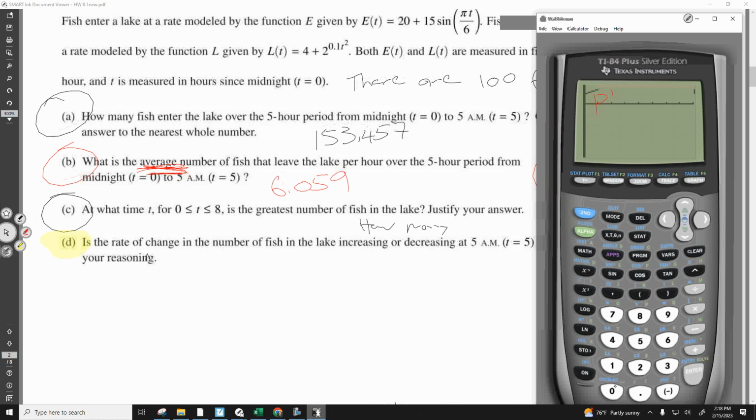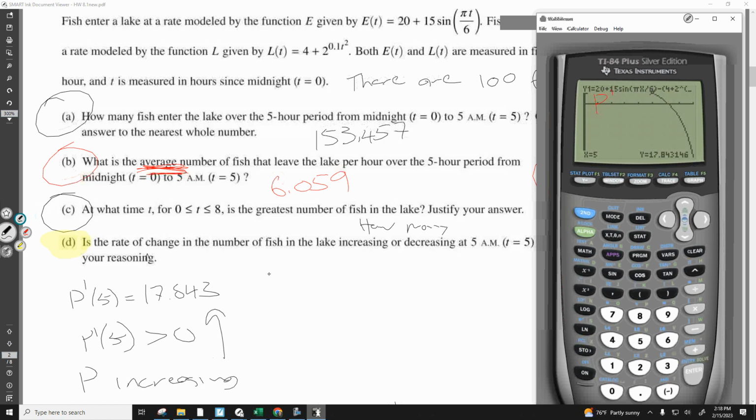Ready? This is going to blow your minds, guys. Everybody gets this wrong at least twice or three times. P prime of 5 is 17.843. P prime of 5 is positive, which means P is increasing at that rate. P prime is positive, P is increasing. Cool? That's not the answer.